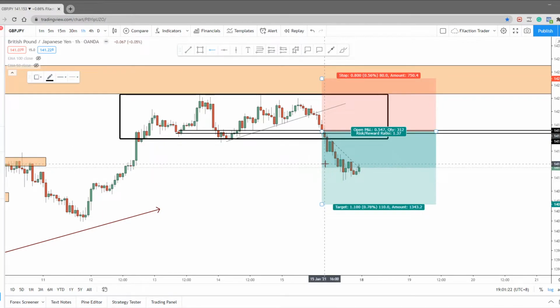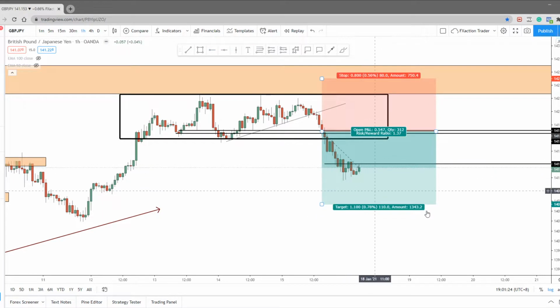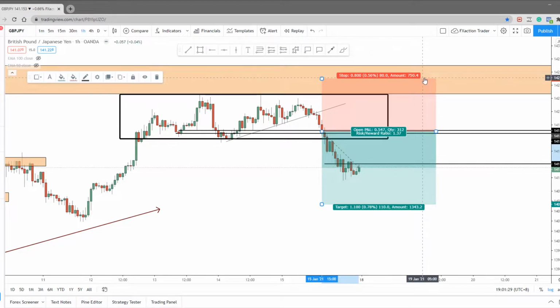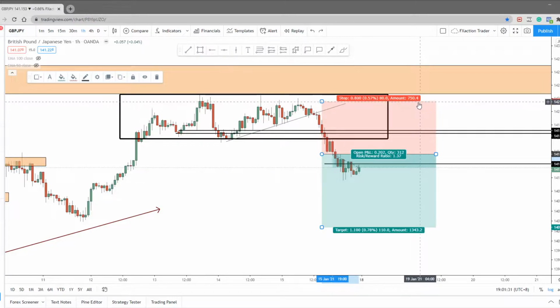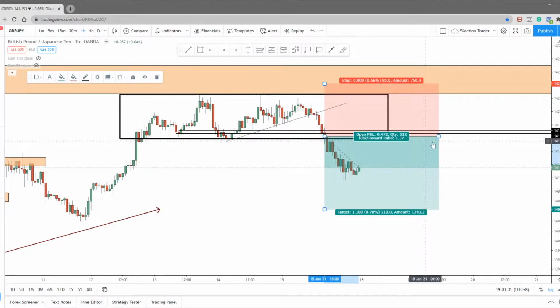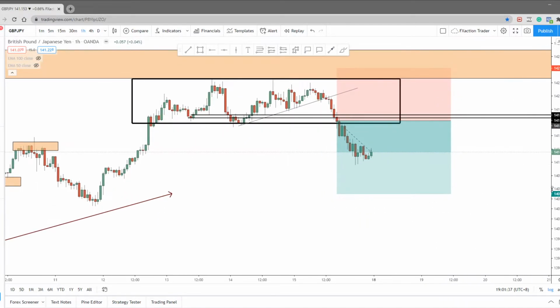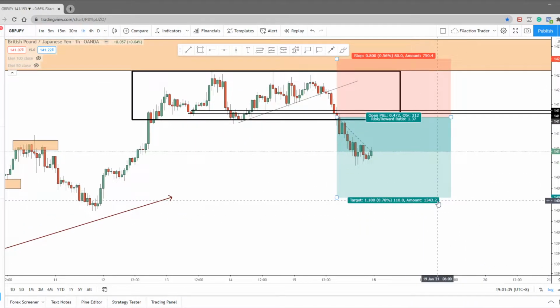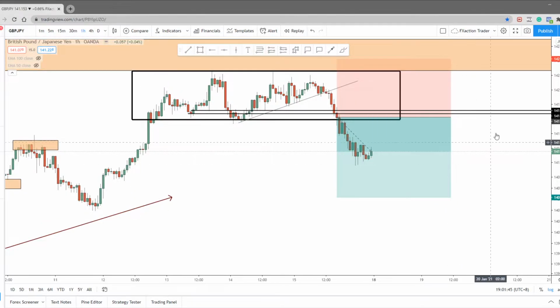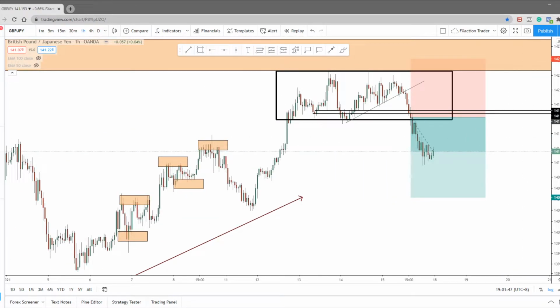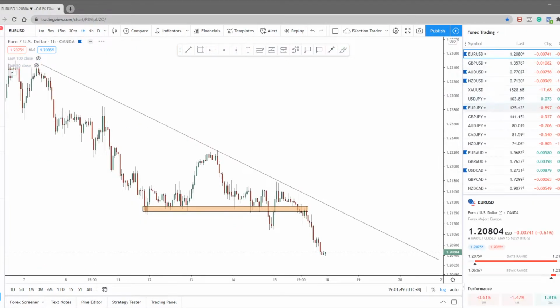141.2, yes, somewhere around here. So my first take profit level has been hit, and now I'm already going to set my trade into a break-even trade, and I will just let the market do the remaining. And let's see if the market can hit my second take profit level when the market opens on Monday.